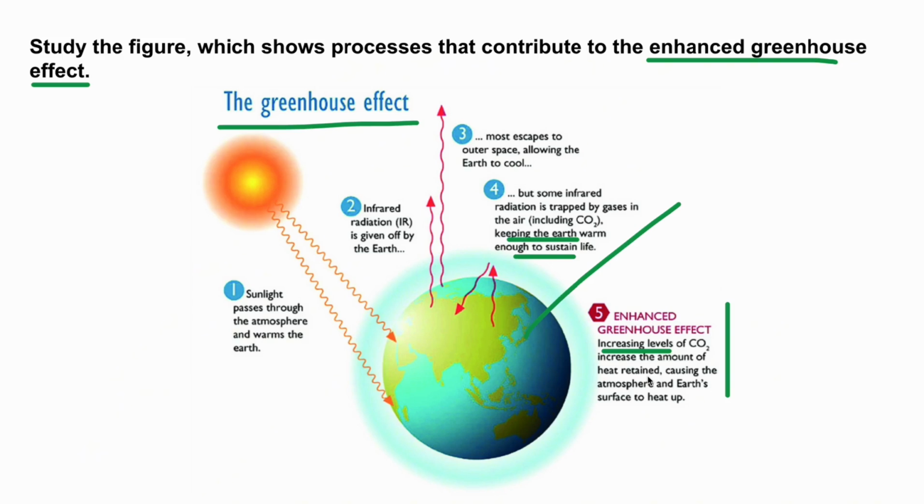The most simplistic way of asking a question is, describe the processes that contribute to the enhanced greenhouse effect. Just describe it. Another question that can be asked is, compare the greenhouse effect and the enhanced greenhouse effect. And that is where you have to point out that the enhanced greenhouse effect is actually a modification of step number four here. Because there is too much carbon dioxide concentration in the air that changes step number four. So let's move on to look at the next schematic diagram.